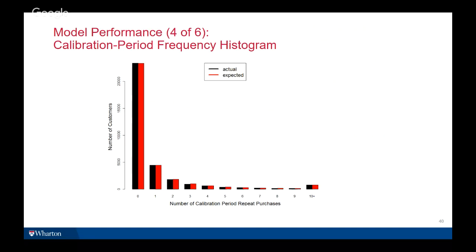This is a tougher one to hit. This is what I call the in-sample frequency distribution. So this is saying, imagine that I have the actual data, and imagine that I've got the parameters of my model. How many customers would I expect to make 0 repeat purchases? That is, I've acquired the customer and they're just not going to come back and make any more purchases. How many customers would I expect to make 1 repeat purchase, 2 repeat purchases, and so on and so forth, all the way up to a 10 plus category?